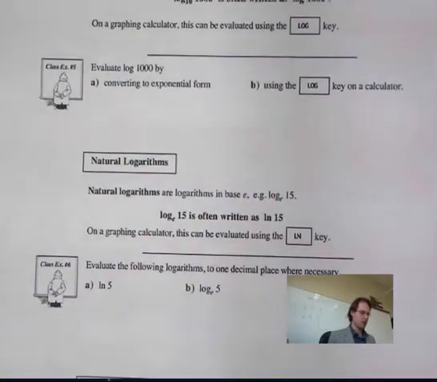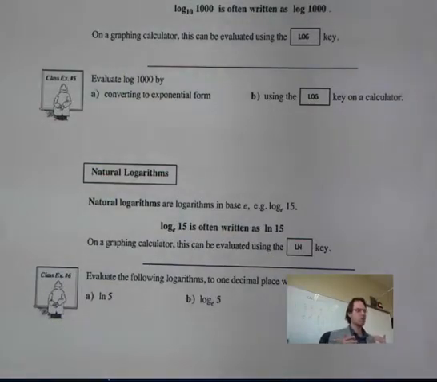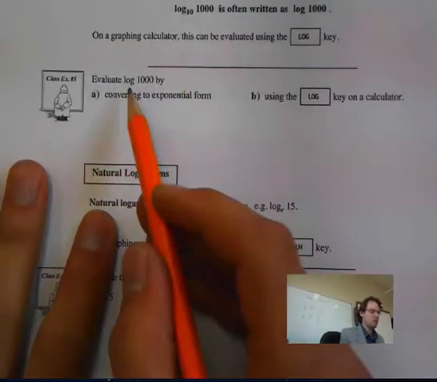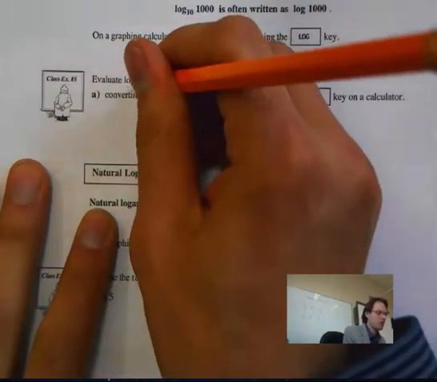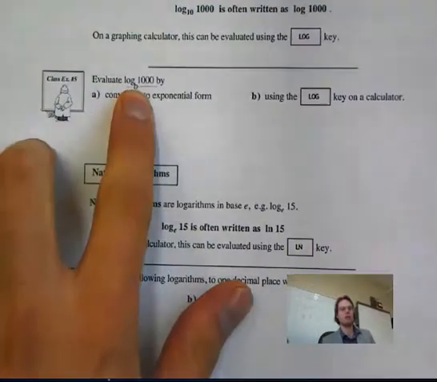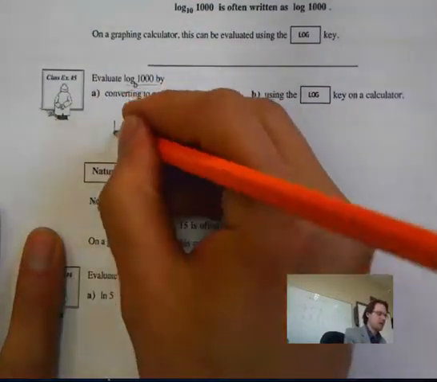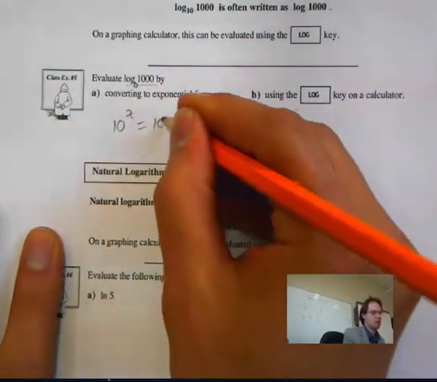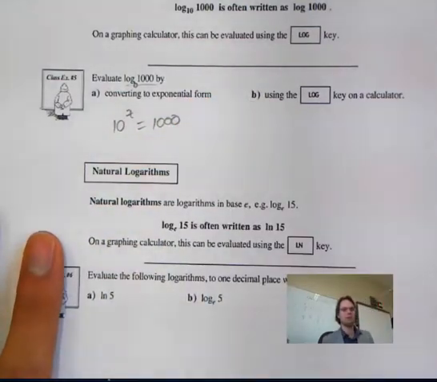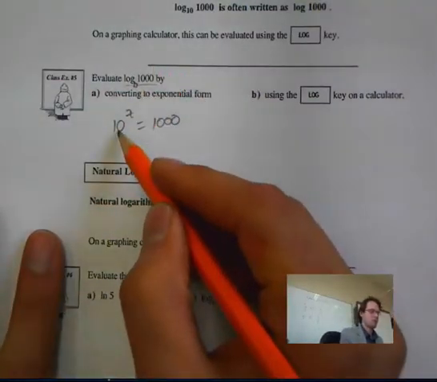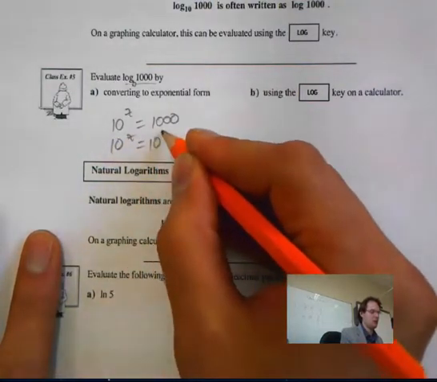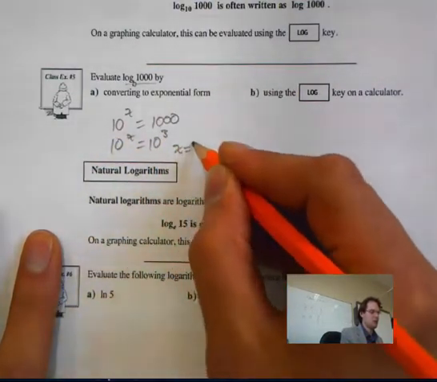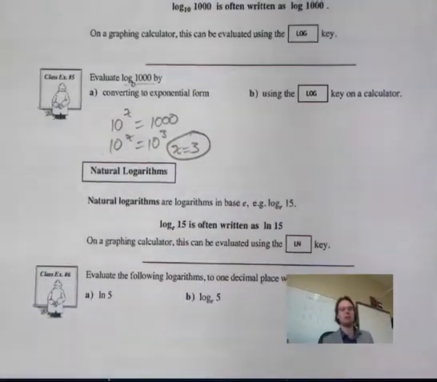So here we're going to look at just the natural log of it and how to convert it on a calculator. So first we're going to evaluate log 1,000. Now if you remember, there's always a 10 there. So saying log base 10 of 1,000, that's 10 to the x is equal to 1,000. Okay? So what is x? 10 to the x is equal to 10 to the 3. So x is equal to 3. That's my answer for that one.